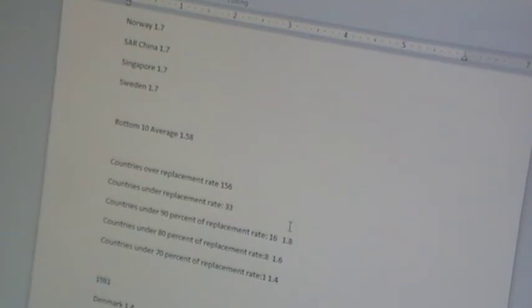I noticed also when we're going to go through this, I noticed this number is key, the 70% of replacement rate. It seems like when countries go under this, they seem to take notice, and this is when they start opening up their immigration policies and stuff like that.